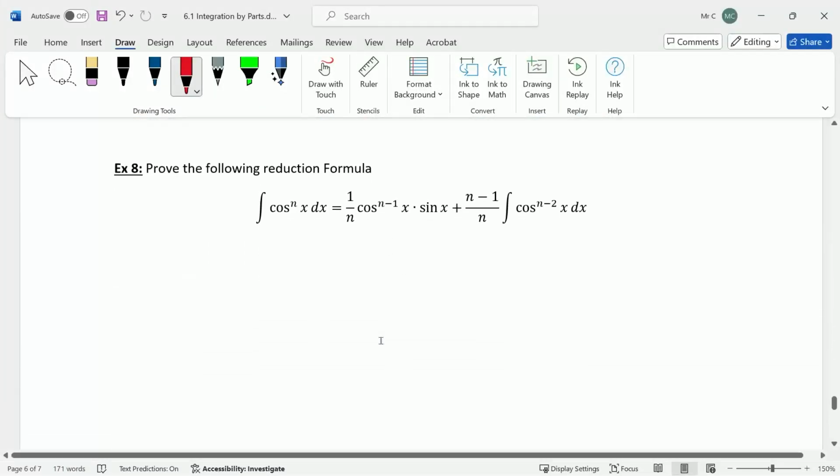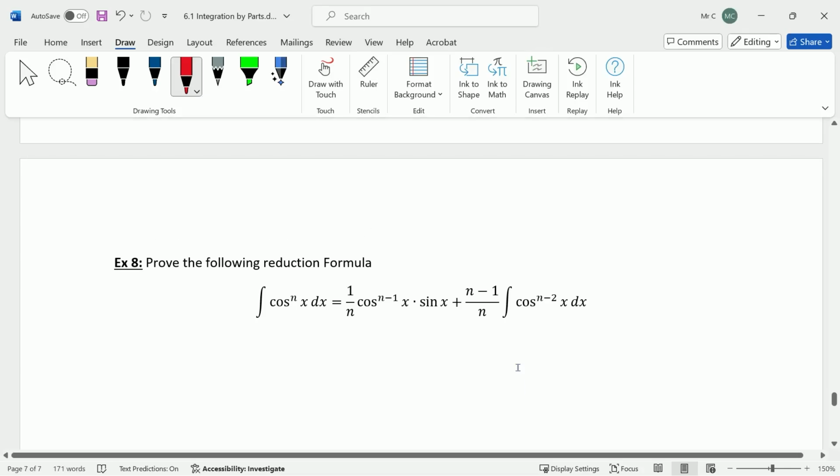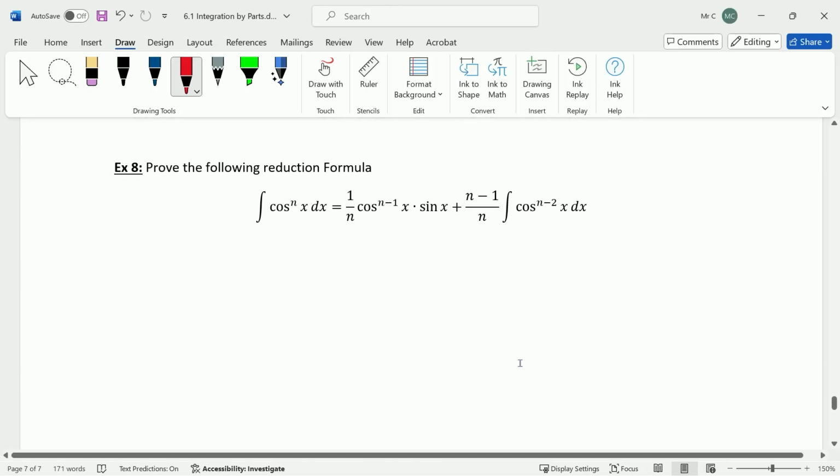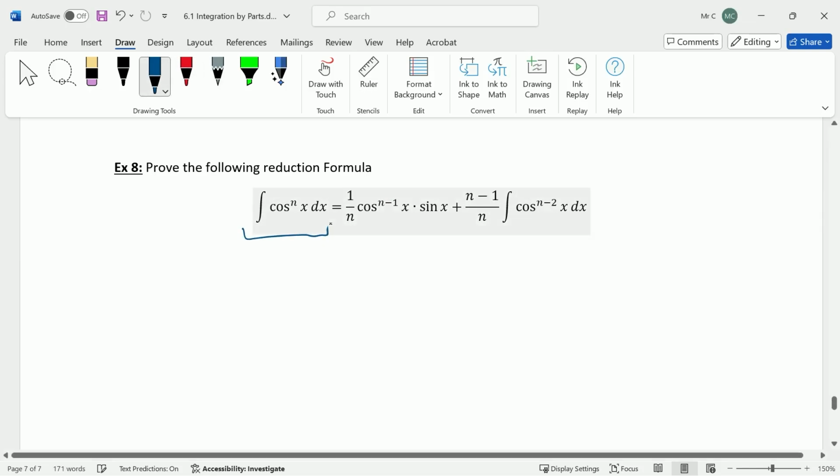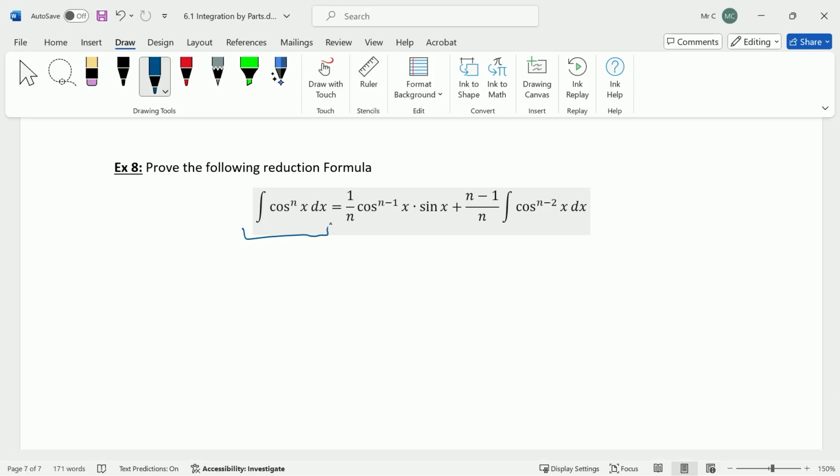Okay, moving on. And this is going to be our last example here. Prove the following reduction formula. So, of course, proving this just means rigorously showing that it's true using the tools that you already know. So we know integration by parts, and this definitely looks like it's some sort of integration by parts expression. Now, the tricky part is figuring out how to rewrite this cosine to the nth power of x dx in a way that I can apply integration by parts.